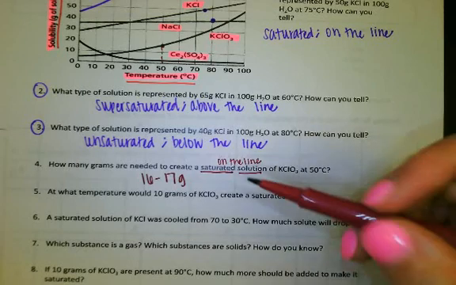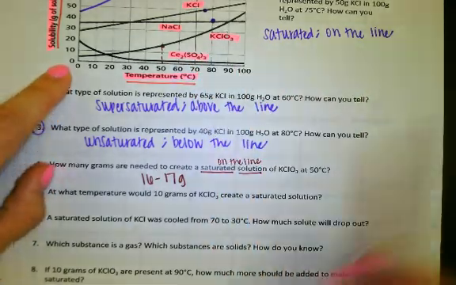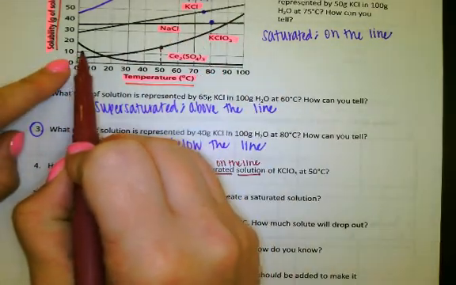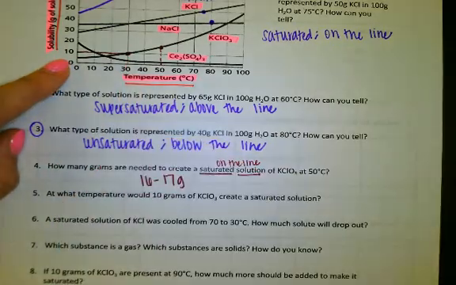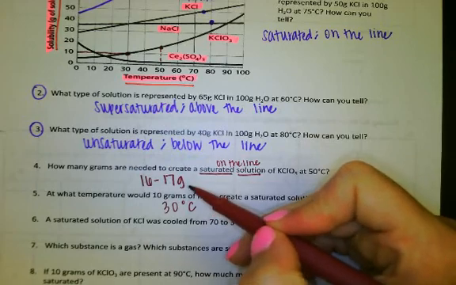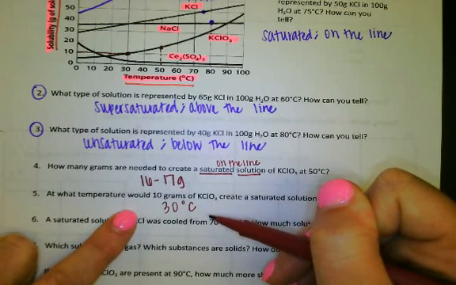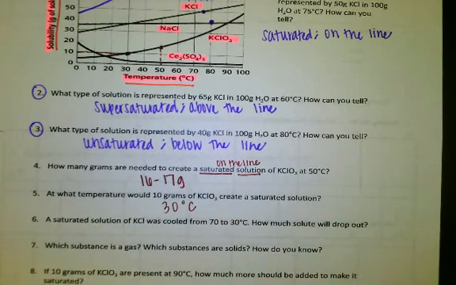All right, number 5. At what temperature would 10 grams of KClO3 create a saturated solution? So this is the same type of problem. It's just flipped. We're still using the same compound, but now we're looking at 10 grams, and I'm going across. Right whenever my line hits, I just look down, and what's that temperature? 30. Now there's no range for this one because that's right on 30. And you need to make sure, obviously for number 4, you put a G for grams. And then at what temperature? If you just put 30, you will lose points because are you talking about Fahrenheit, Kelvin? No, we're talking about Celsius.